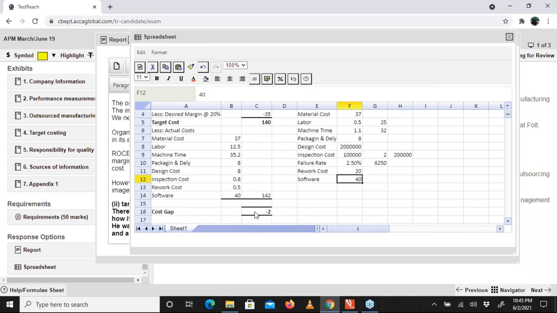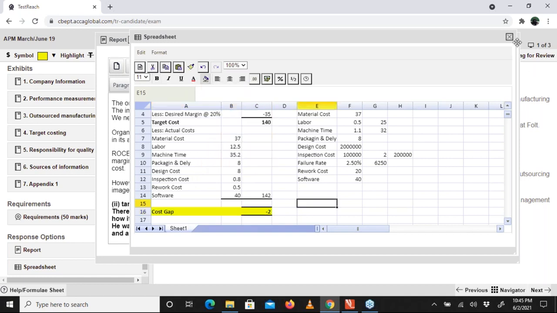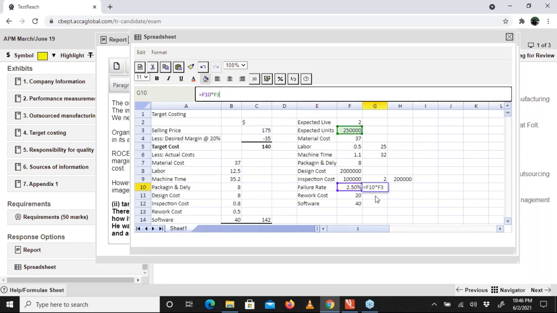Okay, so we have been able to calculate the cost gap, which turns out to be 2 million. Now, if anyone has any questions on this, you may ask. How did I calculate the failure rate? I calculated it like this: the number of units multiplied by this percentage. This is the failure rate.